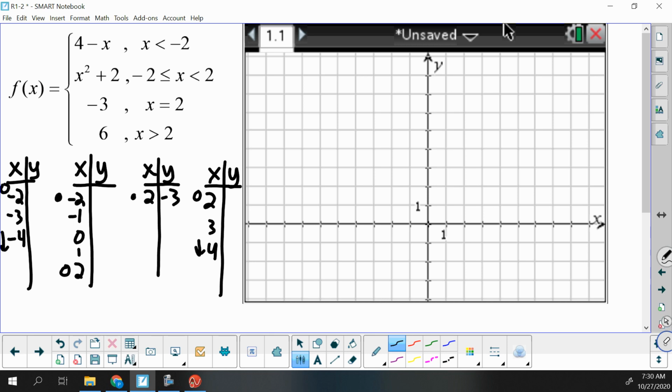So you could either put those each in a graphs page and do a Control T to get the y values, or you could just do them by hand. So if we started by putting -2 in the top one, 4 minus a -2 is really 4 plus 2, so that's 6. 4 minus a -3 is really 4 plus 3, so that's 7. 4 minus a -4 is really 4 plus 4, that's 8.